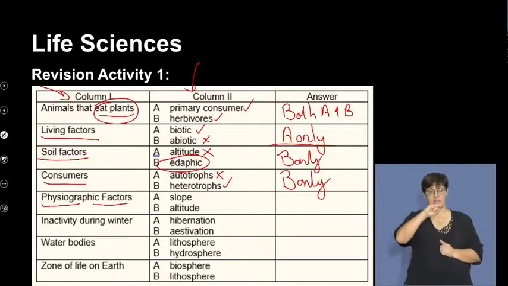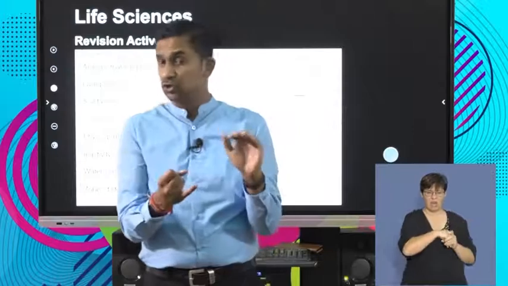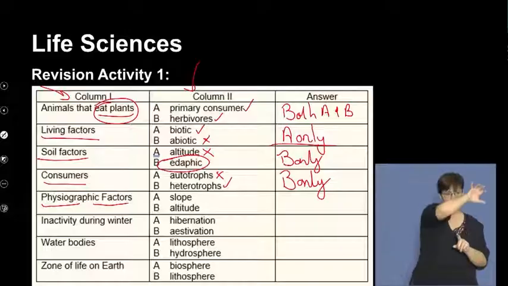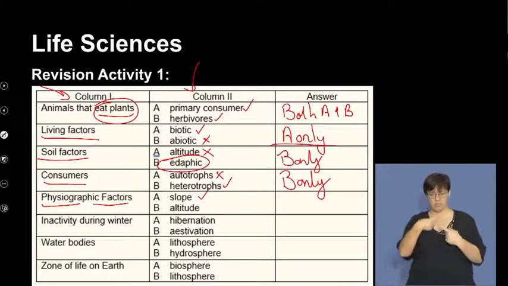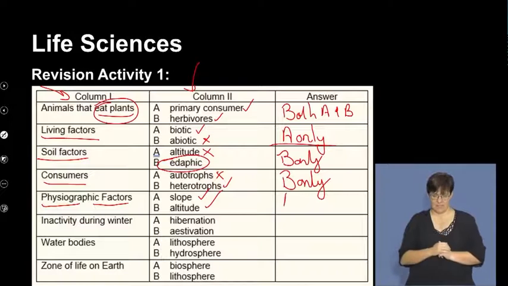Physiographic factors, and I often help myself by reminding myself that the physiographic factors are the lay of the land. So this includes slope, altitude, and aspect. Let's see which of these are correct. So as I mentioned, slope is correct, altitude is correct. So it's both A and B that are correct in this case.